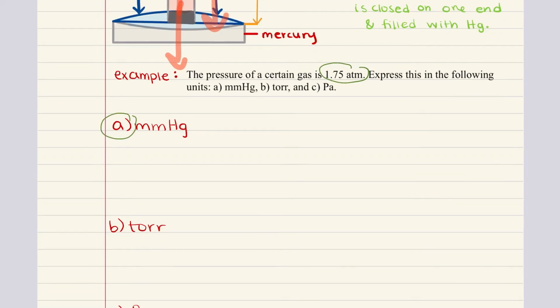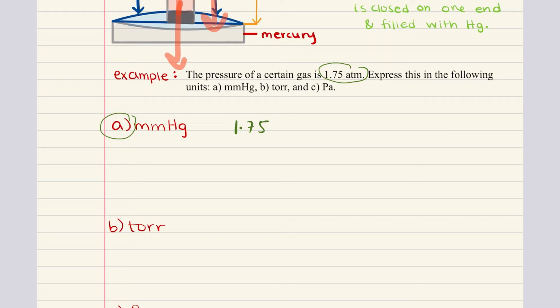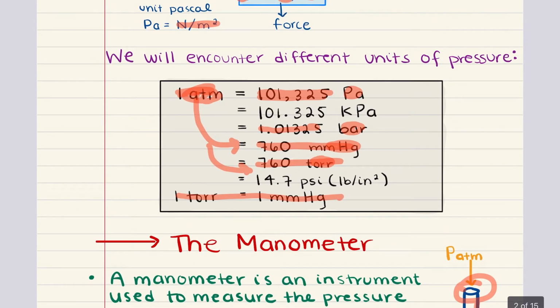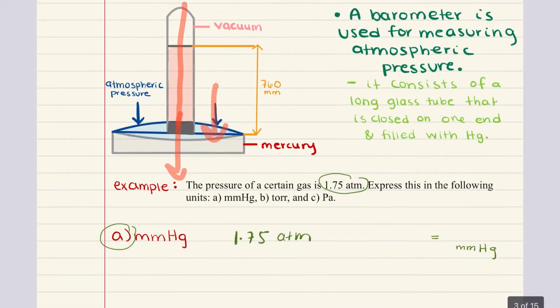All right, what we have is, we're told we have 1.75 atmospheres, and we want our answer in units of millimeters of mercury. So we need to find a conversion from atmospheres to millimeters of mercury. Let's go back to our table and remind ourselves what the conversion factor is. 1 atmosphere is equal to 760 millimeters of mercury. All right, we're going to use that conversion.